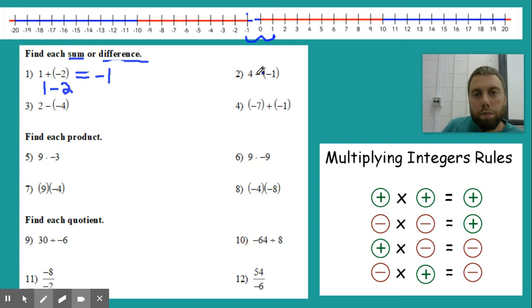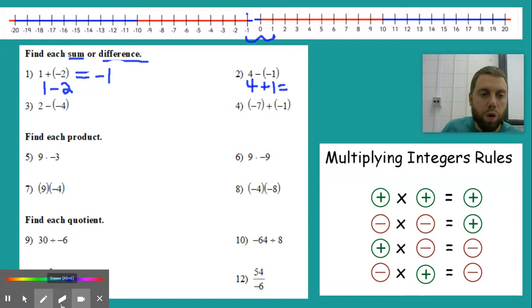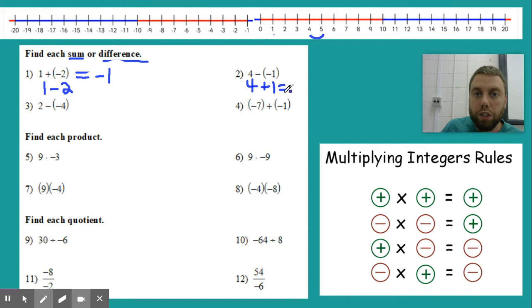Okay, now let's try one more. We have 4 minus -1. Now I'm hoping we remember that minus a negative is the same as addition, right? Obviously, we all know that 4 plus 1 is going to be 5, but let's see if we can verify this on our number line. We start at 4, we go 1 in the positive direction, and sure enough, we end up at 5.